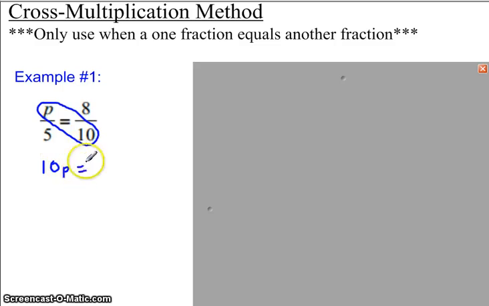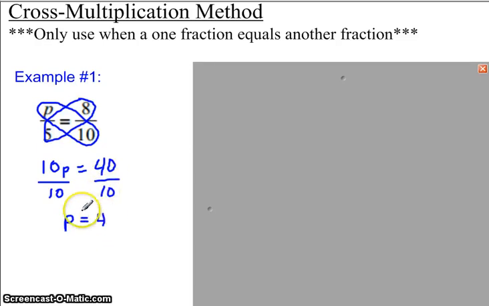Then you say equals, and then you do the 8 times 5, and that's 40. So you got 10p is equal to 40. This is really easy to solve. All we got to do is divide both sides by 10, and we're left with p is equal to 40 divided by 10 is 4, and that's our answer. So that's cross multiplication in action.